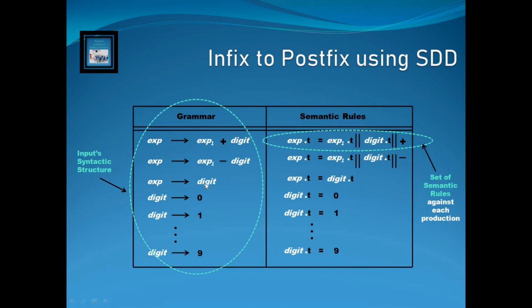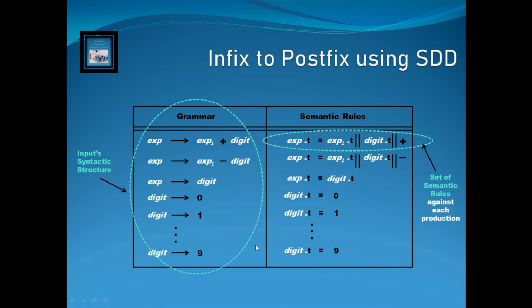Similarly, when expression can have the form of digit, then its postfix form is equal to the postfix form of digit. Okay, and when digit can have the form of 0, then simply it means that its postfix form will also be 0, as we have learned earlier. And so on. When digit can have the form of 1, then its postfix form is 1, and so on. When digit can have the form of 9, then its postfix form is equal to 9.